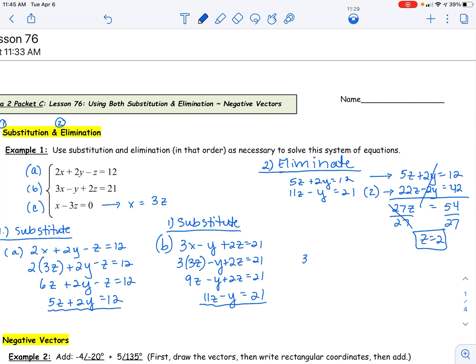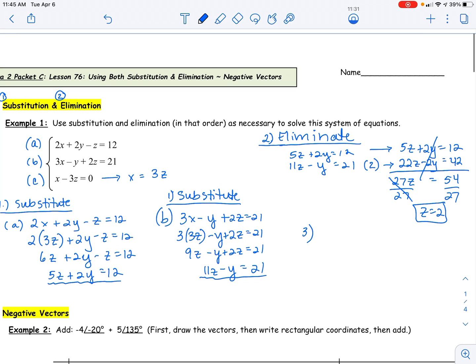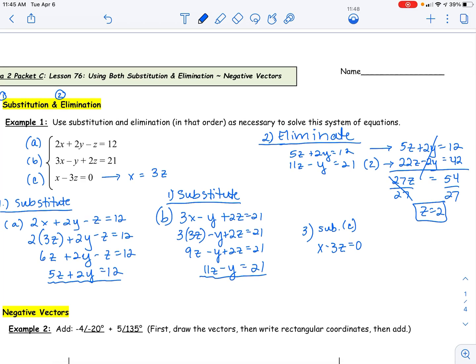Number 3, and this is going to get a little messy, I think, for me. It looks a little better on my packet, but I'm trying here. So now we're going to substitute into C. So let's pull that C equation down from our original equations, write it as it was given, and we'll substitute in our Z variable. So x minus 3 times 2 equals 0. X is going to be equal to 6. So there's my x variable.